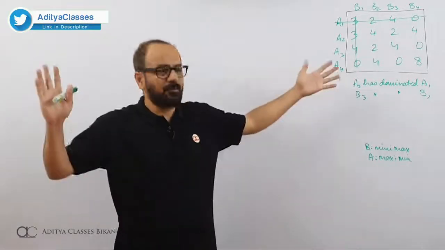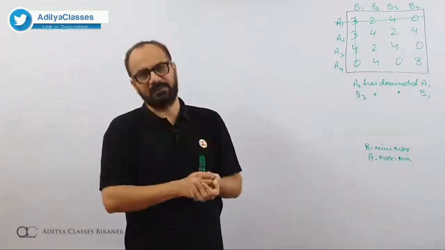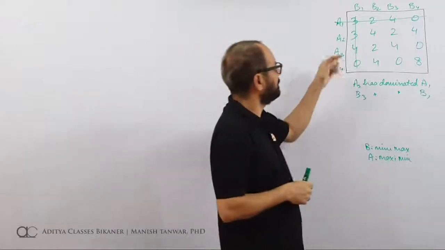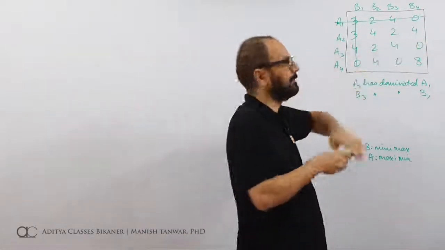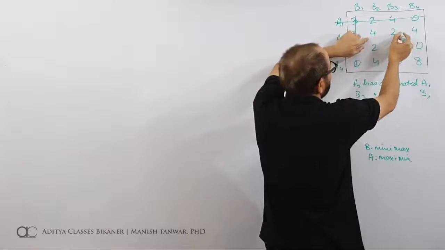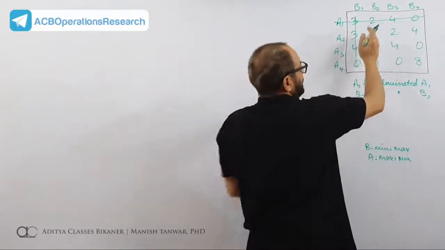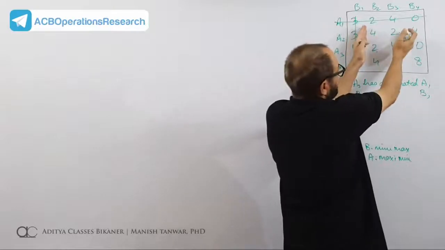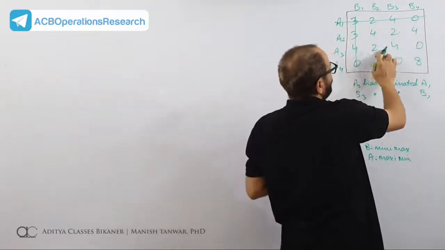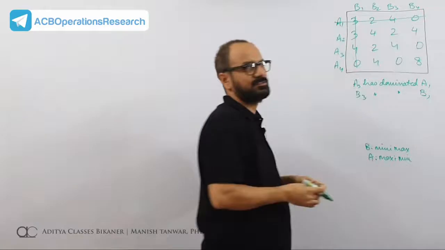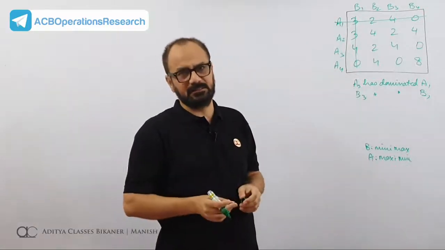We started with a game of 4 by 4. We are at least down to 3 by 3. Let us compare further. B2 against B3. 4 against 2, 2 is better. 2 against 4, 2 is better. So in one case I am comparing B2 and B3. In one case I am taking B3, in another case I am taking B2. So no dominance as far as B2, B3 are concerned.